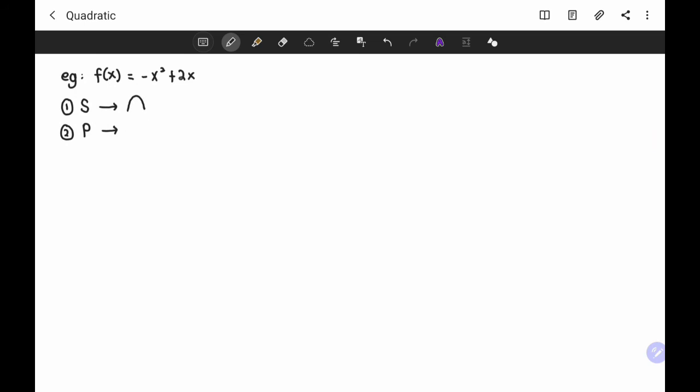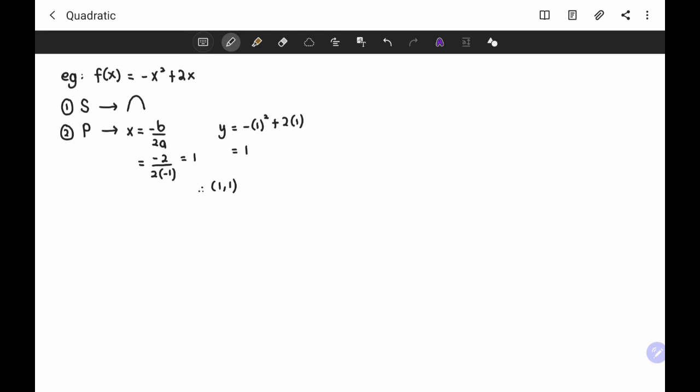To find the maximum point, this one is not in completing the square form, so we have to use the formula x equals negative b over 2a. We substitute: b is 2 and a is negative 1. Then we solve, we get 1. To find y, we substitute 1 into f(x). So negative 1 square plus 2 times 1. So 2 minus 1, 1. So our maximum point is (1, 1).